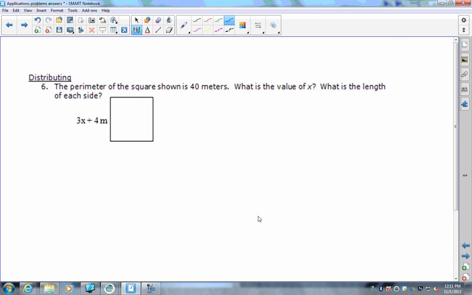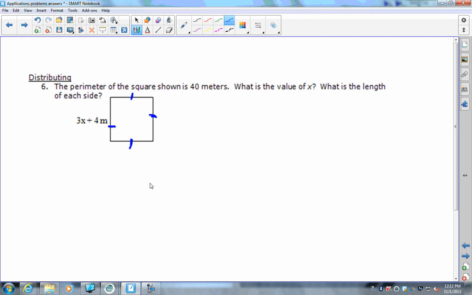Number 6 says the perimeter of a square shown is 40 meters. What is the value of x and what is the length of each side? So in the square, all the sides are the same, right? So that means all of them are 3x plus 4. Now, you see what I'm doing? I'm marking each side with those little lines. That means it's congruent. It means that each side is the same length.